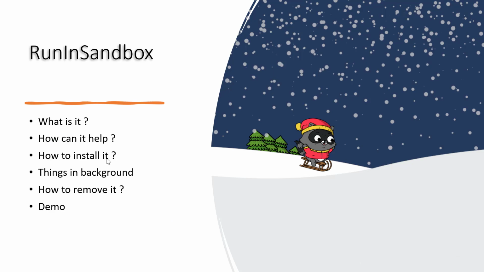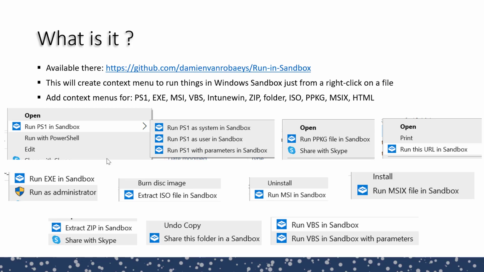Now let's see another tool called RunInSandbox. RunInSandbox is a PowerShell tool I created, available on my GitHub, which allows you to create context menus on your host computer to run things directly in Windows Sandbox from a right click on a file. It will add context menus for PowerShell files, exe files, MSI files, IntuneWin, zip files, folders, ISO, ppkg, msix, and HTML and URL files. This allows you to, for instance, run an exe directly from your host computer with a right click on the exe and run it directly in Windows Sandbox.